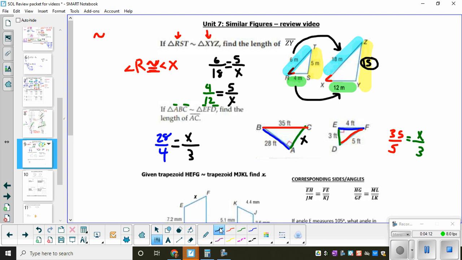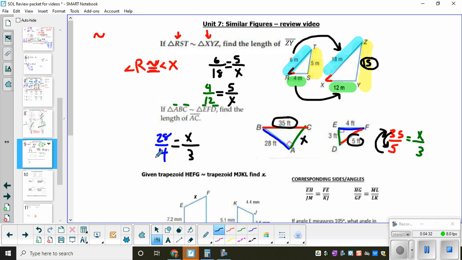And some of you, depending on how good you are with your times tables, if you're really good with your 7s, which not a lot of us are, but some of you might have caught that 35 divided by 7 gives me this 5. Here's the divide by 7 thing. Or you could think of 5 times 7 to get me 35.